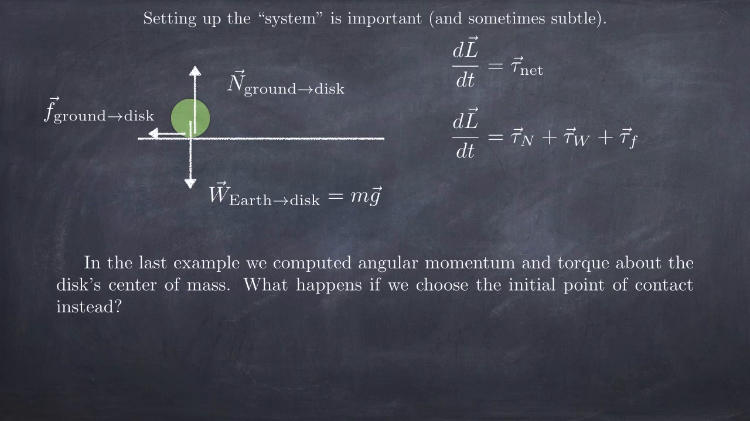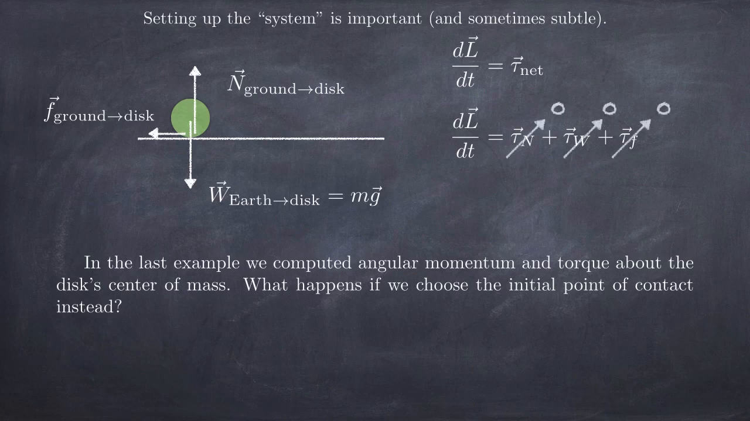But this time, notice that it acts at the point of contact, and so it also produces no torque. So all three of these forces produce 0 torque. In fact, the only one that could produce a net torque would be the frictional force, because the normal force and the weight, as we learned last time, add up to 0 net force, so they can produce no net torque in any case. The key is that frictional force. Because we're picking the initial point of contact as the origin, that force produces no torque.